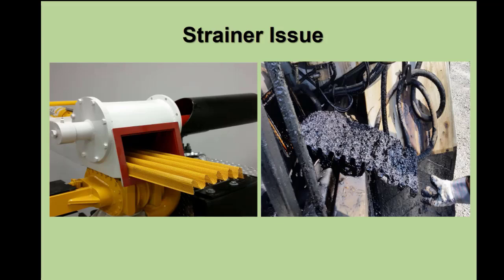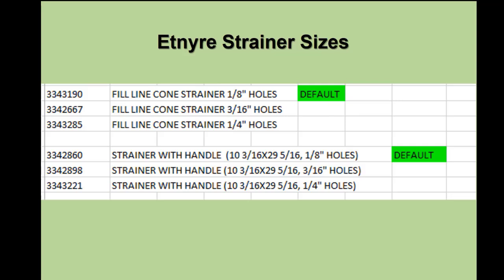If it is like the one on the right, you need to pull it out, heat it up, clean it off with a wire brush, and put it back in. That is the old style strainer. The one on the left is the new style strainer, so they're corrugated differently. We also offer different strainer sizes.